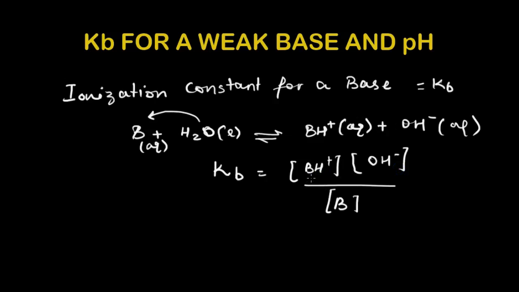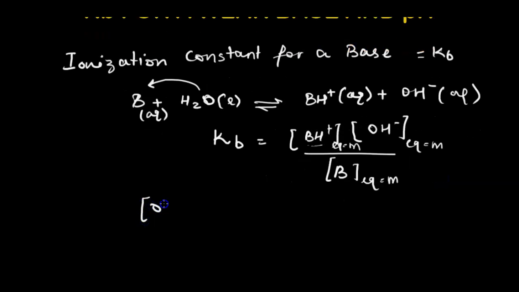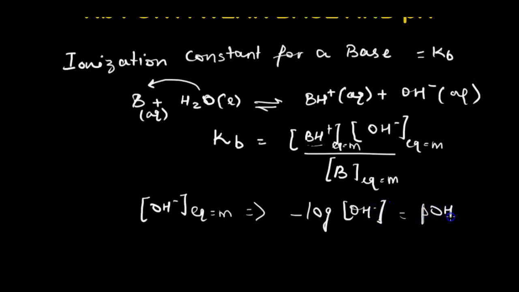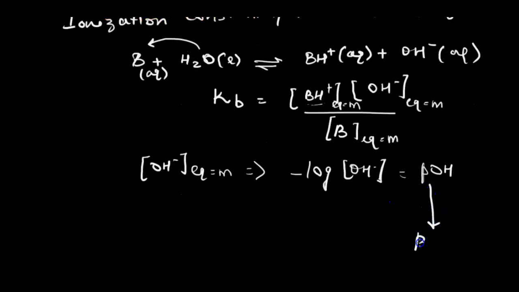Here also we need BH positive concentration at equilibrium, hydroxide ion concentration at equilibrium, and base concentration at equilibrium. Also, the equilibrium concentration of hydroxide ion can be used in the formula negative logarithm of OH negative ion to give us pOH, and then we can use this pOH to find pH using the relationship pKw equal to pOH plus pH. Because pKw is 14, pOH once known can give us the pH value.